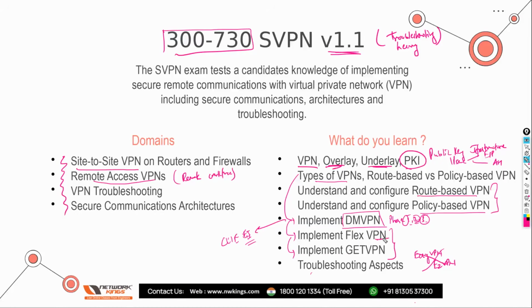And then obviously you have FlexVPN. If you are in a service provider environment, you would typically see GetVPN being utilized. This is mostly a Cisco-centric VPN. Most of them are. For example, DMVPN is Cisco proprietary. Similarly, Flex, Get. And then obviously we would be looking at a lot of the troubleshooting aspects of the exam as well.